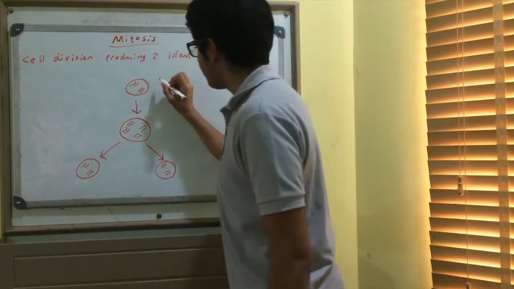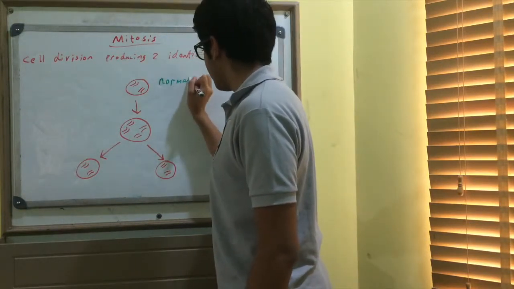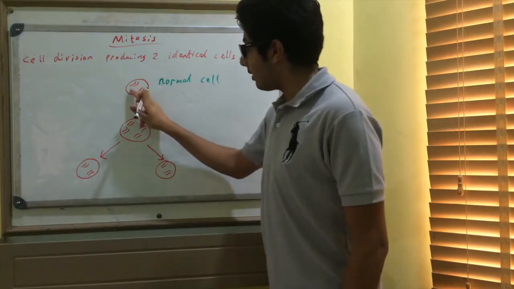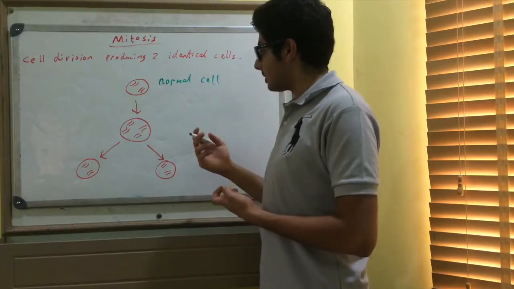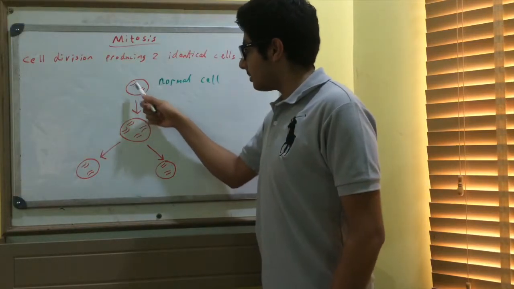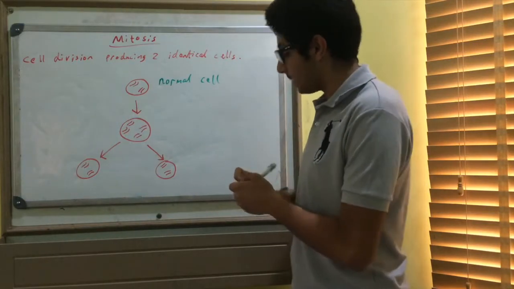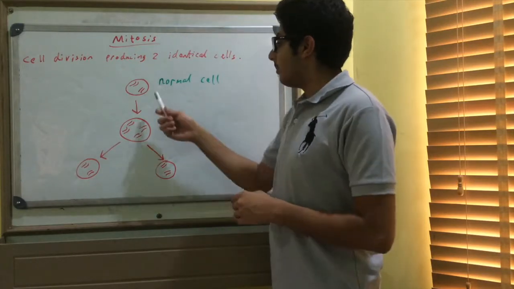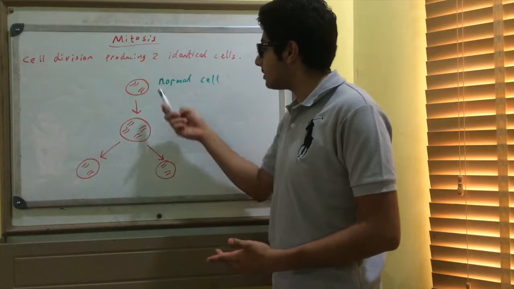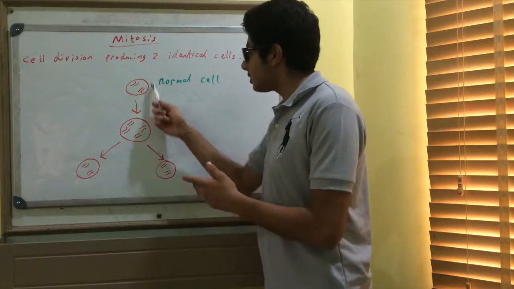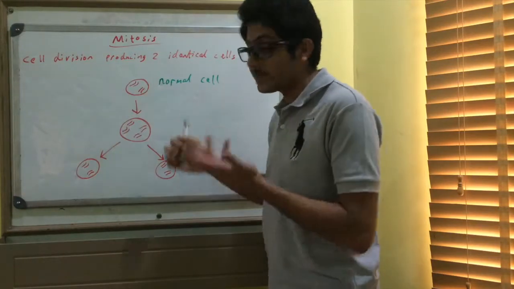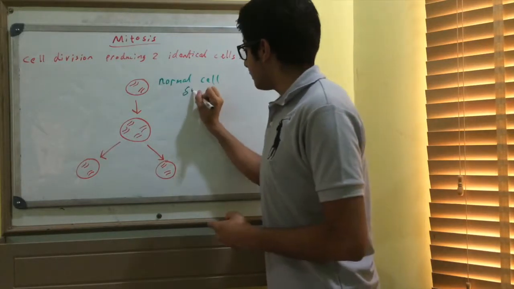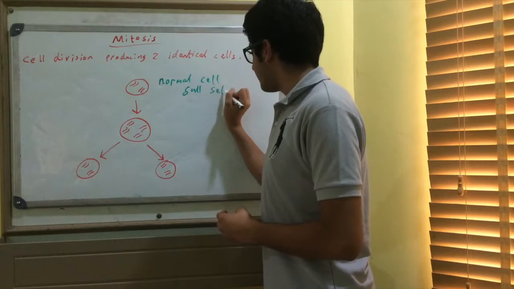Now first you start with a normal cell. Say this is a body cell. A normal cell with a complete set of chromosomes. You've got two pairs of chromosomes here. Now in a human body cell, obviously there are 46 chromosomes, 23 pairs. But I cannot draw 46 chromosomes on this small diagram. So just imagine that this is a full set of genes, a full set of chromosomes. So the normal cell has a full set of chromosomes.